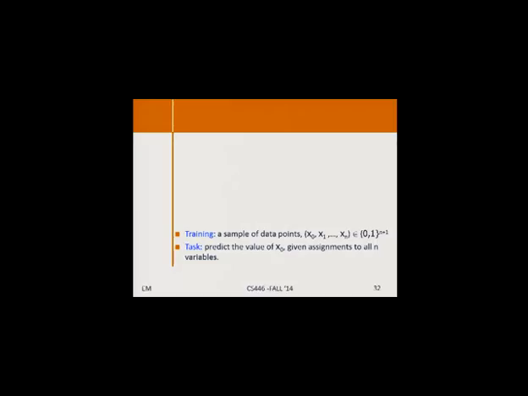Eventually, your task is to predict the value of x0 given x1 up to xn, right? So this is your training data. And in the future, I'm going to give you just x1 to xn and ask you to predict x0. So how would you want to model it? Now you're experts in machine learning. What are you going to do?